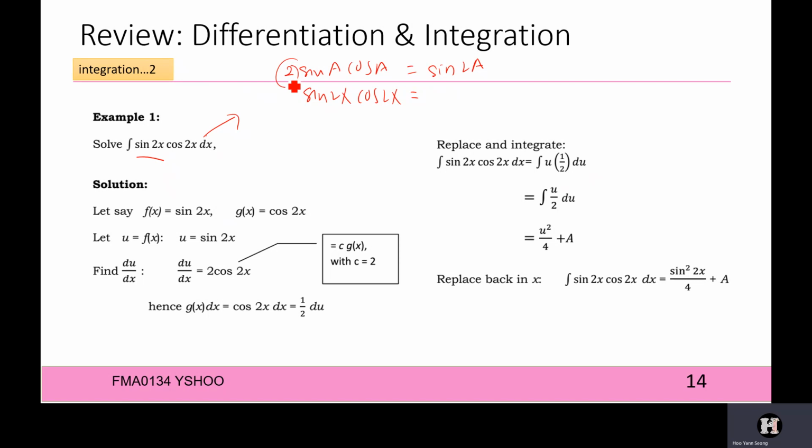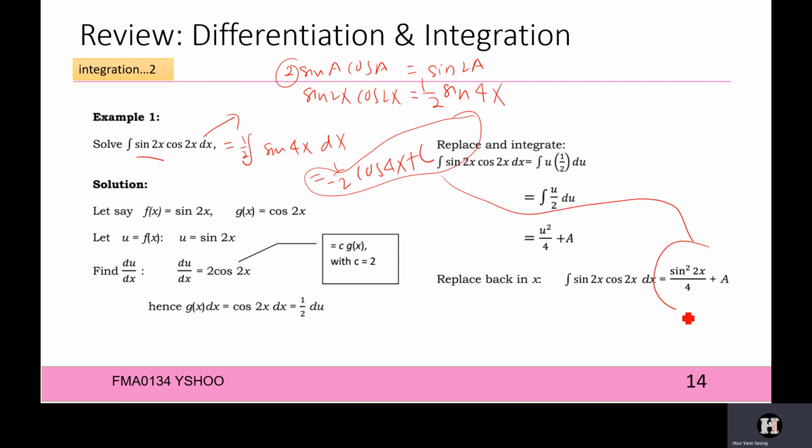So you know that the 2 brings here, you become 1 over 2 sine 4x. So this question you can easily solve by integrating half sine 4x dx. So you will get half negative cos 4x plus c. Okay, that's all.